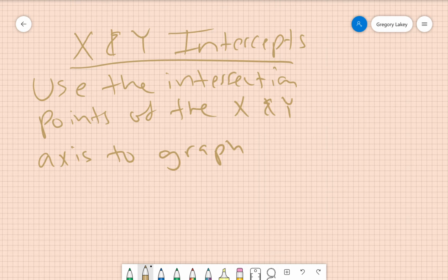But we're pretty much only going to use 3 points to be able to graph an equation. With the tables, we usually have sometimes 4 to 5 points, but X and Y intercepts, you only need, for the most part, 3. So using the intersection points of the X and Y axis to graph an equation, that's pretty much what X and Y intercepts are.